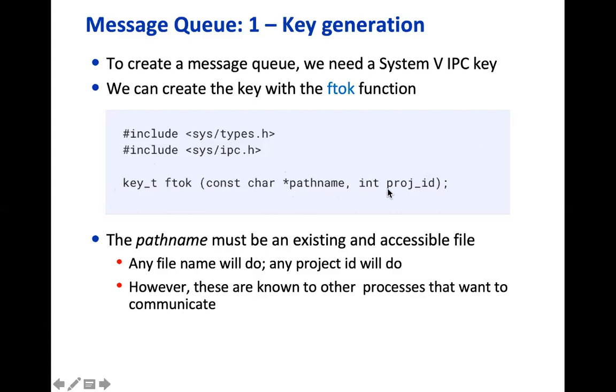And then some project ID, of which a few bits are used. This path name could be any file, for example ./user/Ravi, and this could be project ID 5. The last few bits of that are taken, and this is taken, and from that a key is generated.